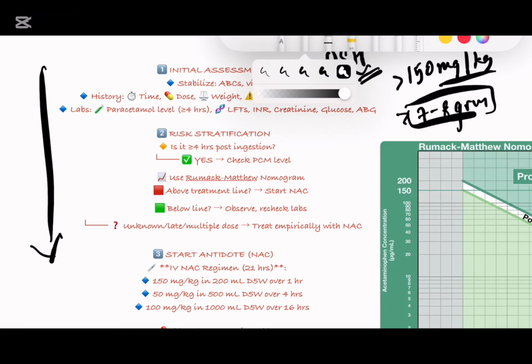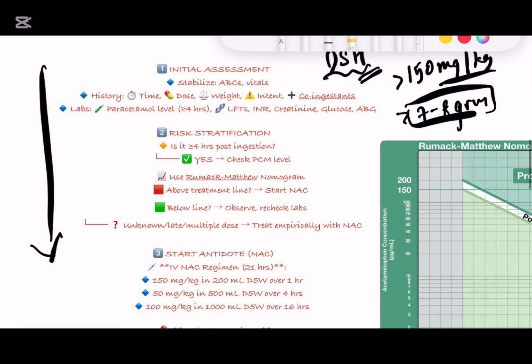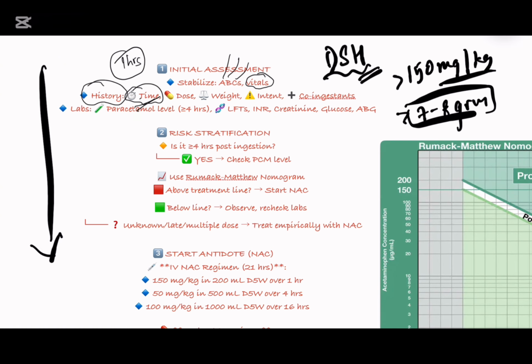Now let's go through it. For example, if the patient comes, we should initially check the vitals of the patient. We should check the airway, breathing and circulation. We should take the history and find out when the paracetamol was taken. If it was taken within 1 hour, or if the dose is very high, then we can do gastric lavage. Otherwise, there is no role of gastric lavage.